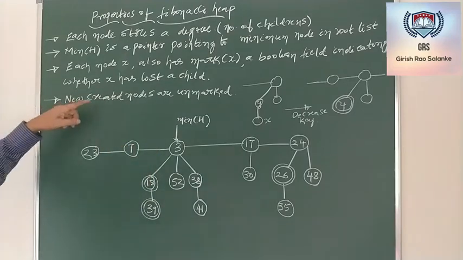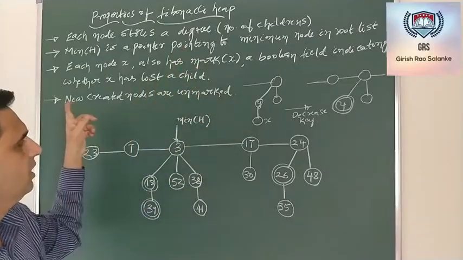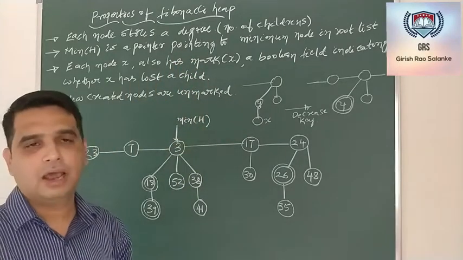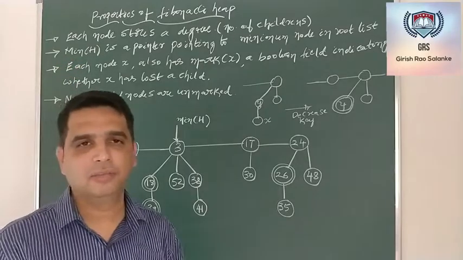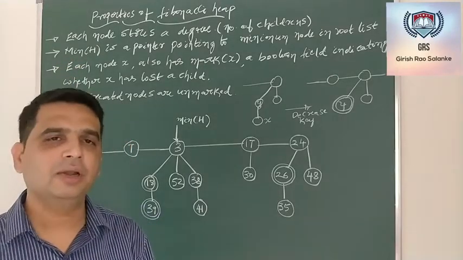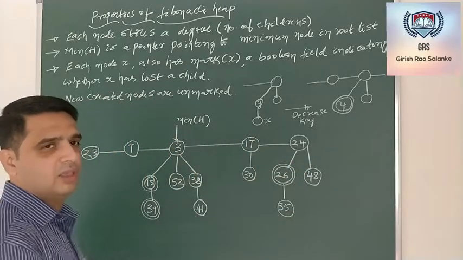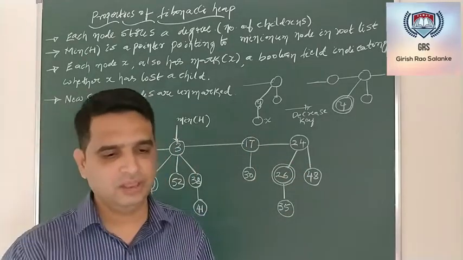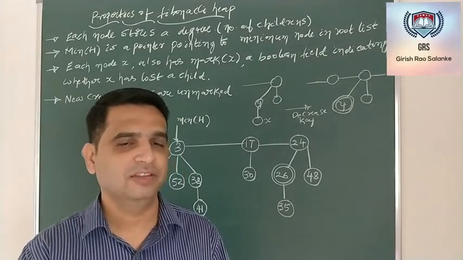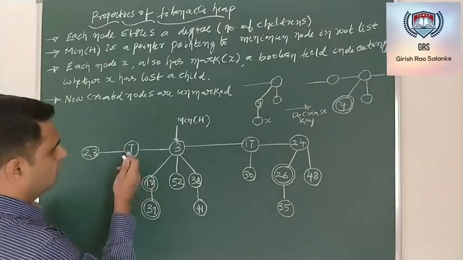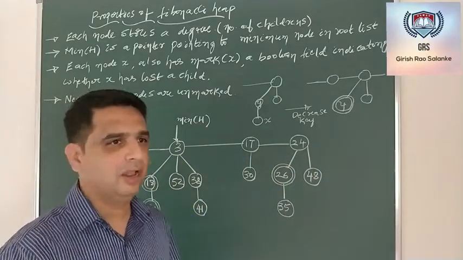And note that a newly created node will always be unmarked. In case of a Fibonacci heap, the newly created node will always be unmarked. So these are some of the important properties of a Fibonacci heap. And similar to the binomial heap, the nodes in this Fibonacci heap have to be represented in a circular doubly linked list. In the sense, in the root list I need to create a circular doubly linked list.